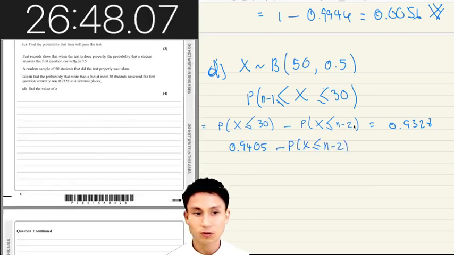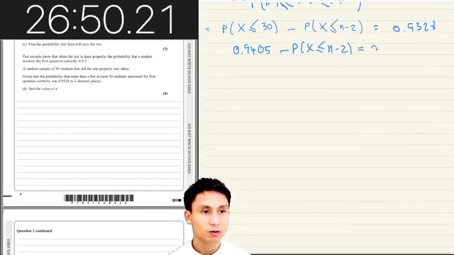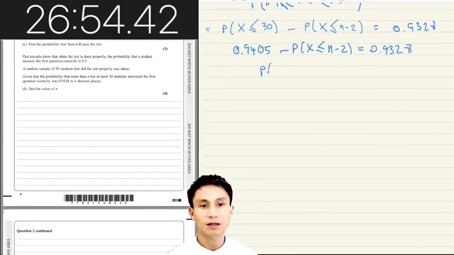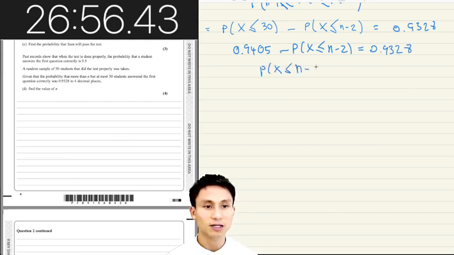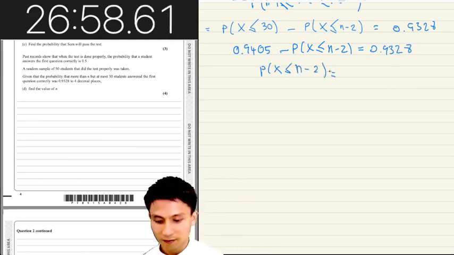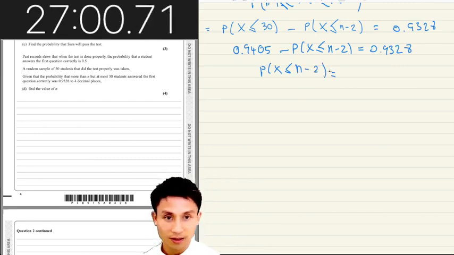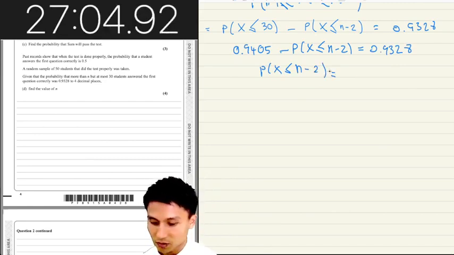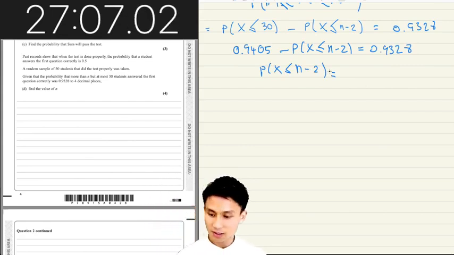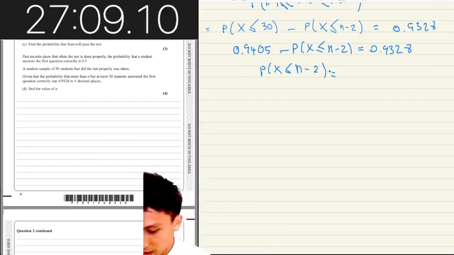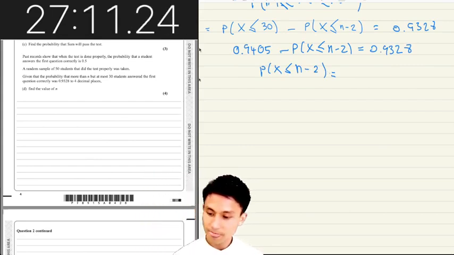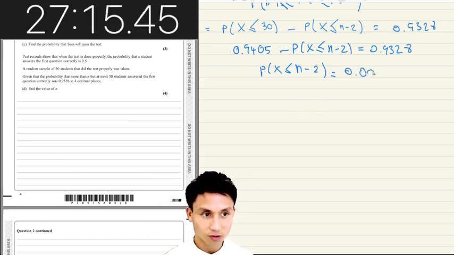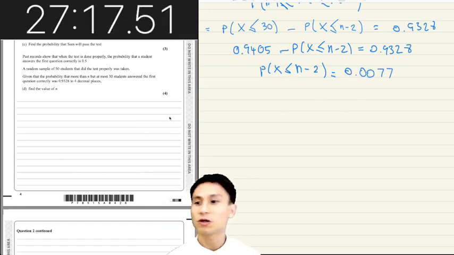So let's get back to the question there. It equals 0.9328. So making that probability the subject, we have 0.9405 minus 0.9328, just checking here, being thorough, which is 0.0077. Now we want to solve for n, right?